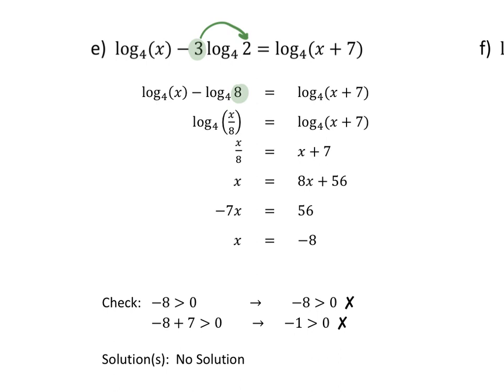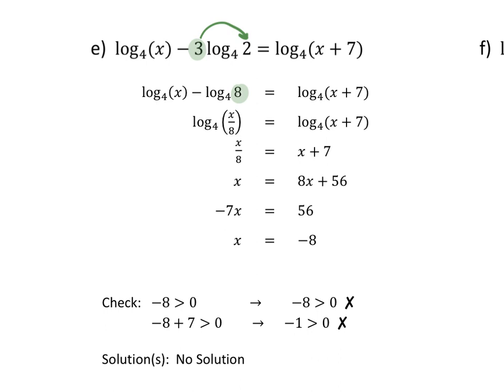The logs go away. We set the arguments equal to each other so that the logarithms are equal to each other. Cool. Then I multiplied by 8. This is just the general solve step. So that's 8x plus 56. Subtract 8x from both sides. Divide by -7. I get -8. Cool. Great. Awesome. I think that's the answer.